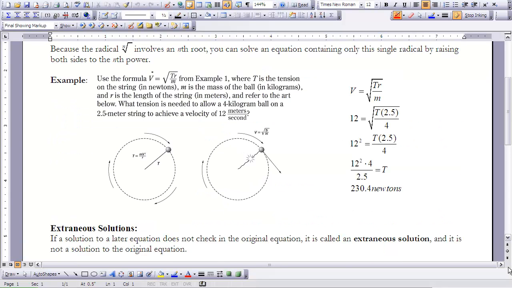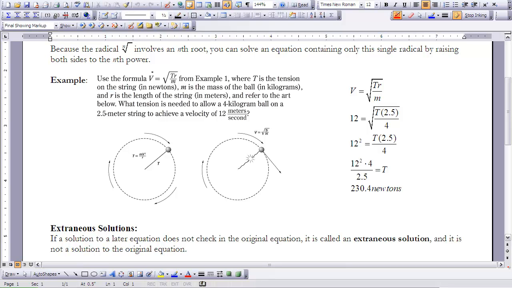So we're going to use the equation velocity is equal to the square root of T times r over m, where T is the tension on the string in newtons, m is the mass of the ball in kilograms, and r is the length of the string in meters. And we'll refer to the diagrams below. What tension is needed to allow a 4 kilogram ball on a 2.5 meter string to achieve a velocity of 12 meters per second? So we're going to take our equation that we have here.